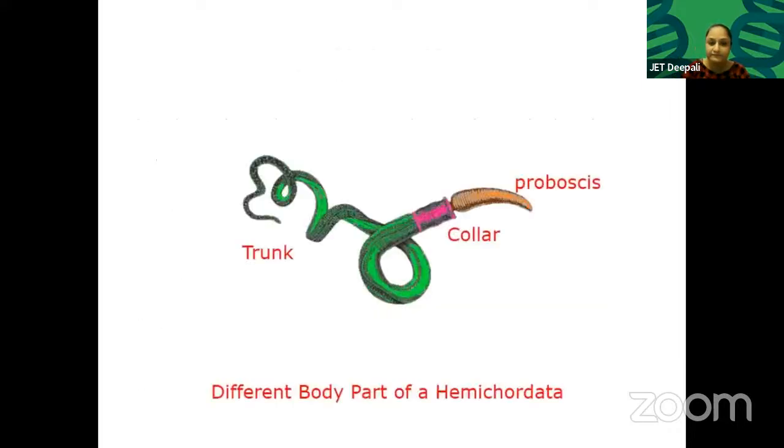See, this is the diagram of a hemichordate. This is the generalized body division. You can see here the proboscis, which you can call the head of the hemichordates. This is the collar, the neck, and the rest of the body is called the trunk. So their body is usually divided into proboscis, collar, and trunk.